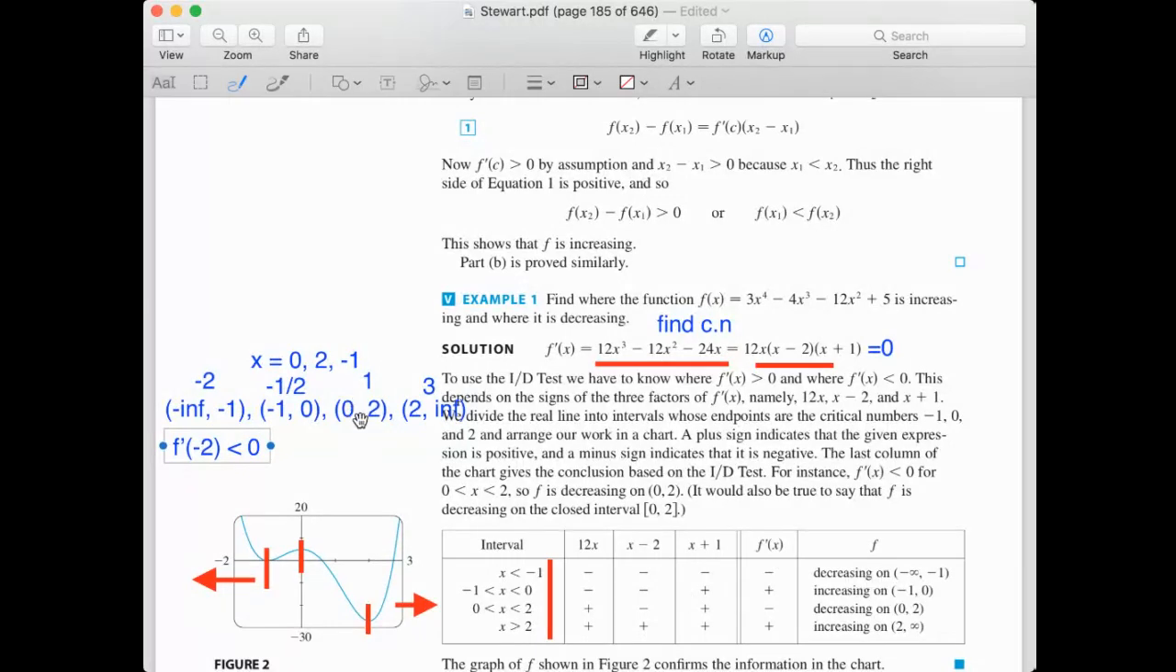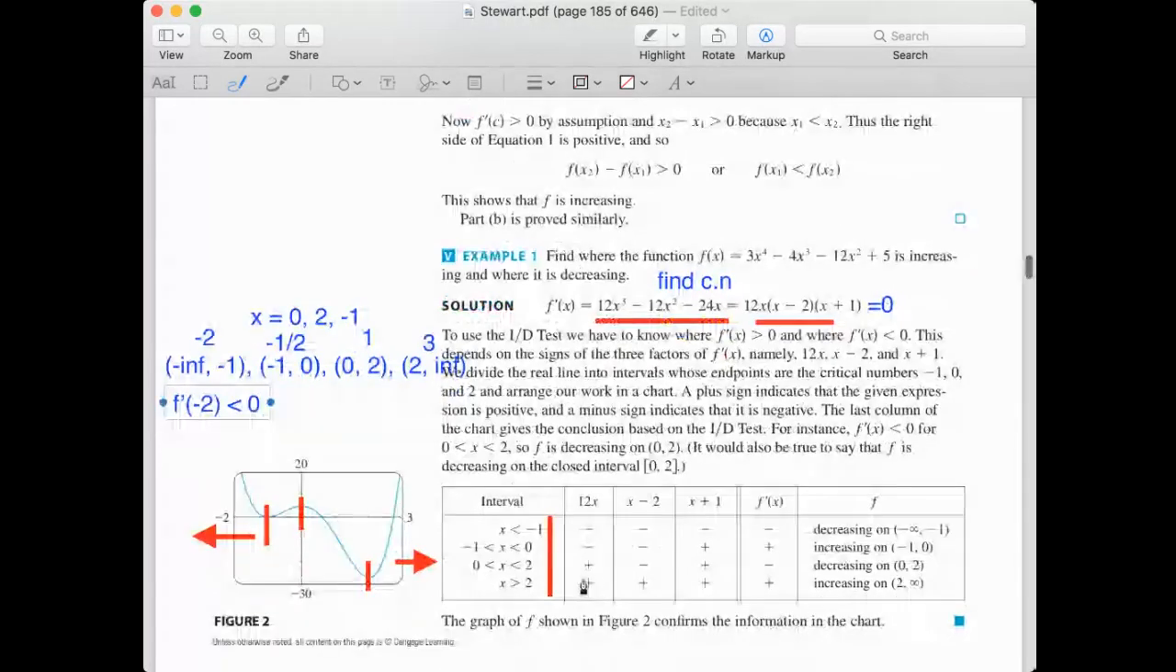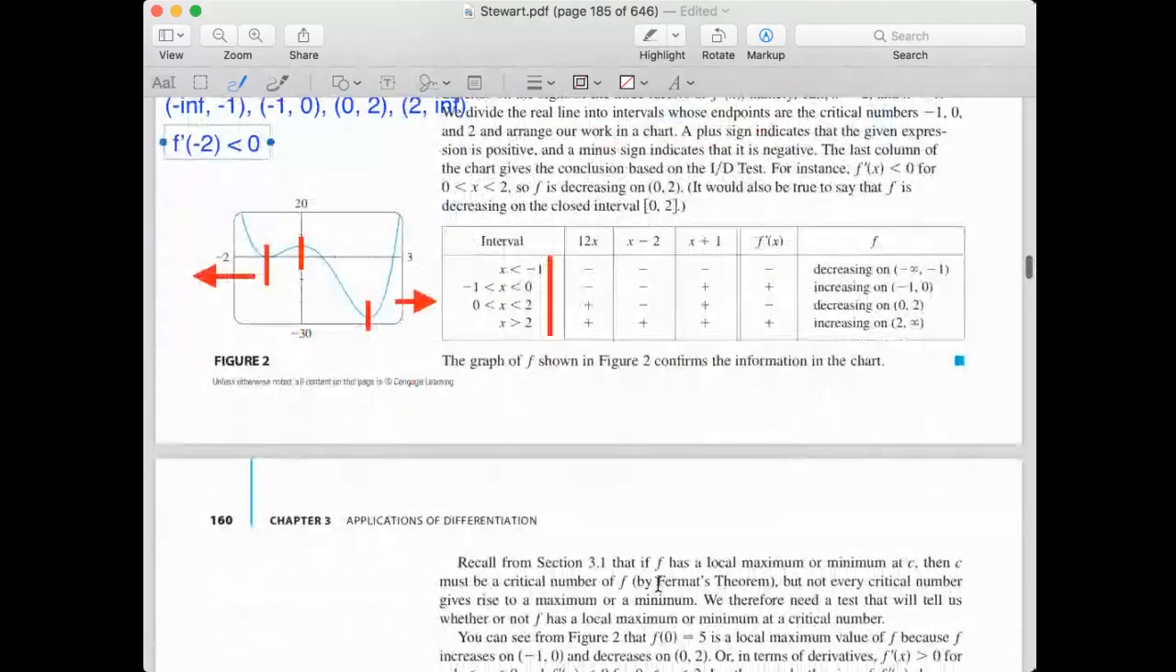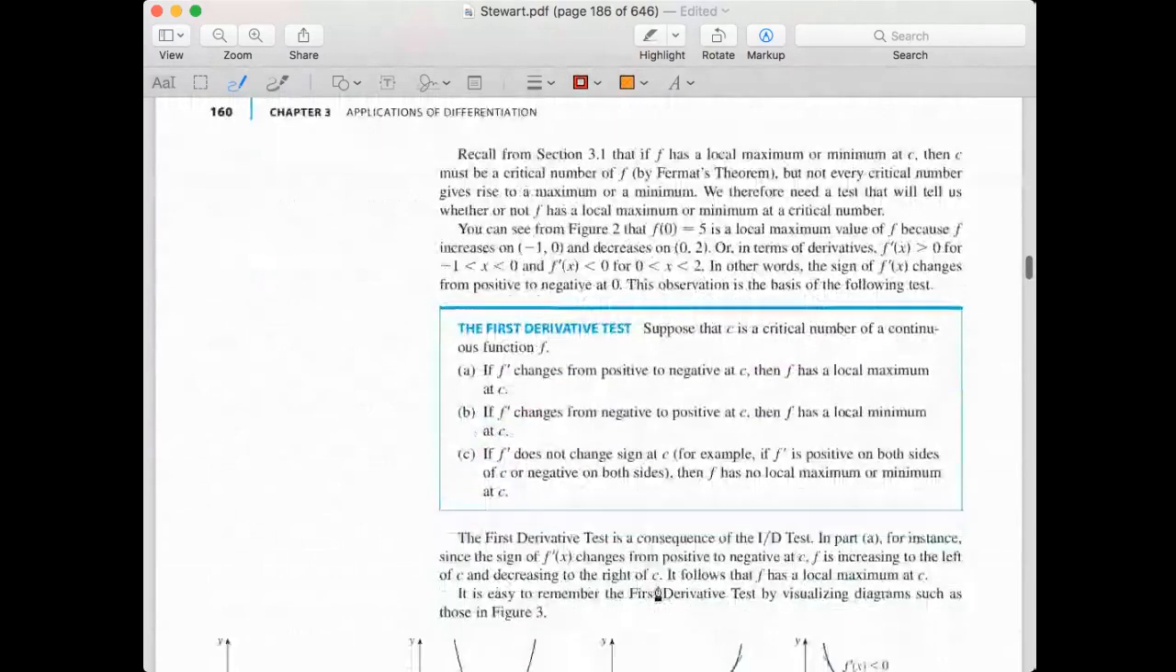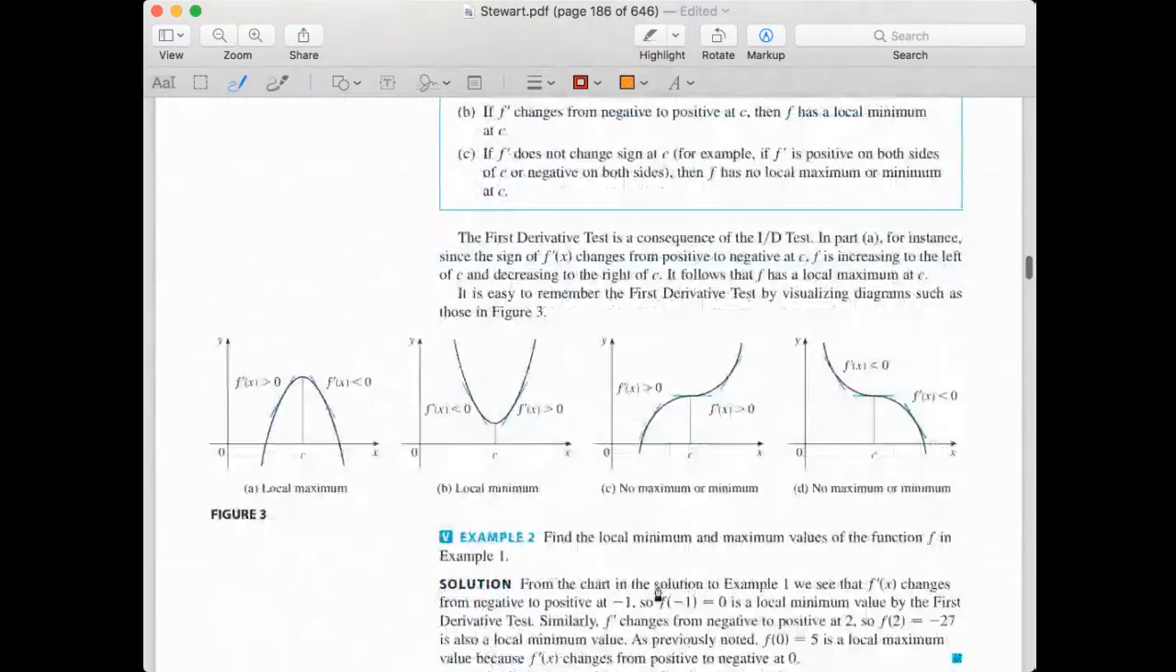Similarly, for the interval of 0 to 2, we can choose 1. 12 times 1 is positive, 1 minus 2 is negative, 1 plus 1 is positive. You multiply, get negative. So that means our original function decreases in this interval. Then choose 3 in the last interval: 12 times 3 positive, 3 minus 2 positive, 3 plus 1 positive. So the function in the interval increases. All right, so this is how we use the value of the derivative to see if the original function increases or decreases.